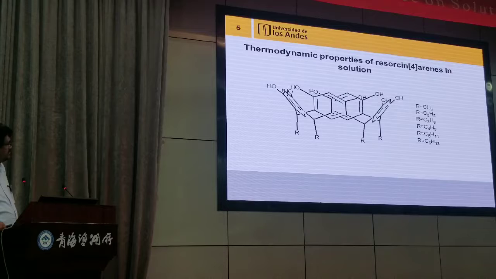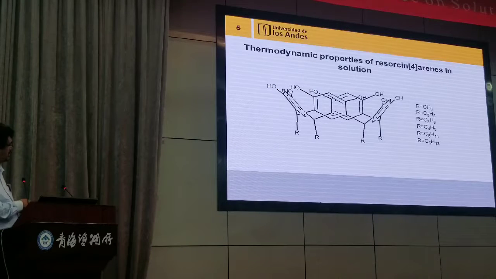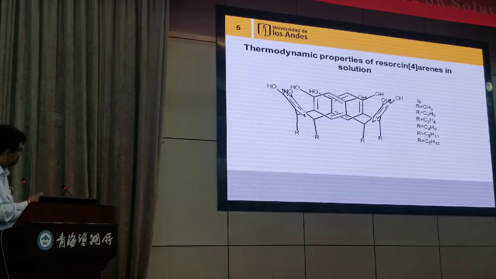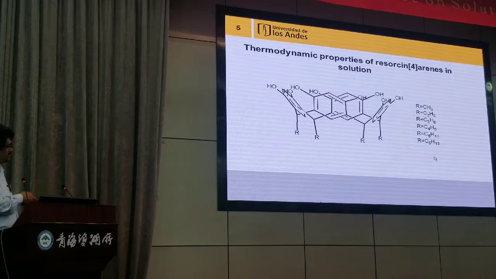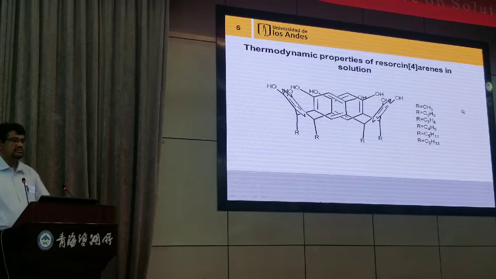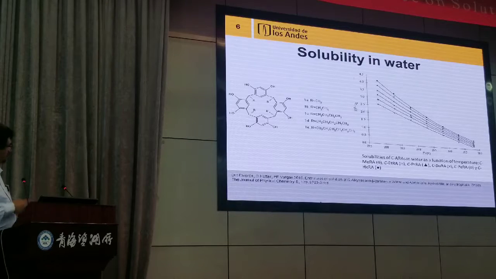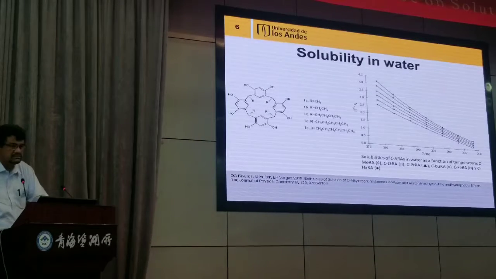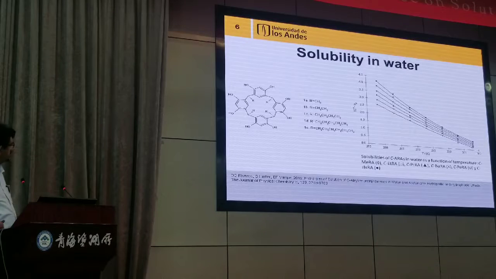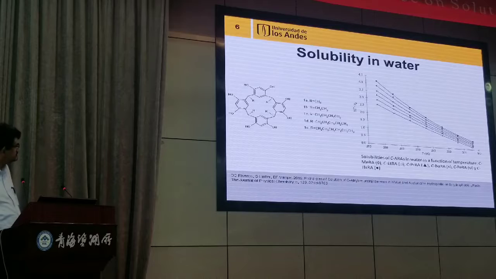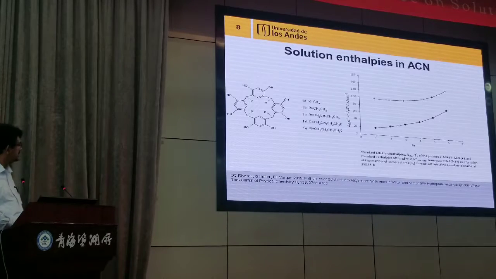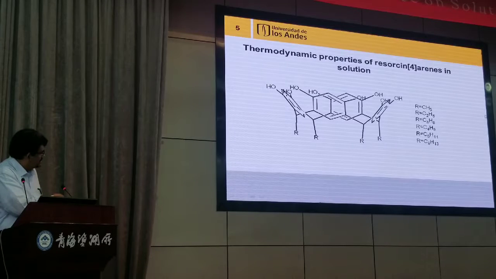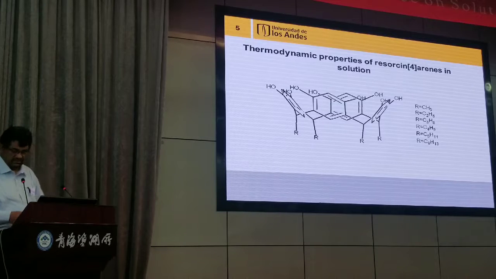In this case, we take the basic compound. We change the lower ring with alkyl chains, in this case with methyl, ethyl, propyl, butyl, until hexyl. In this case, we made a systematic study of this compound in solutions. The first was the solubility in water. These compounds have a low solubility, 10^-7 in mole fraction. The result was very interesting: the solubility decreased with the temperature and increased with the number of carbons in the chains in the lower ring. The hexyl Resorcinarene is more soluble with respect to the methyl Resorcinarene.